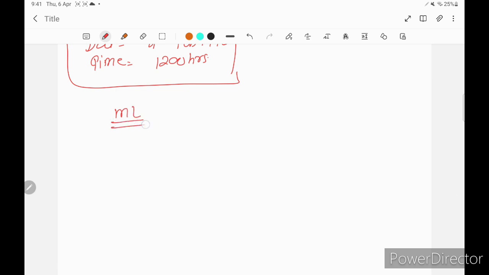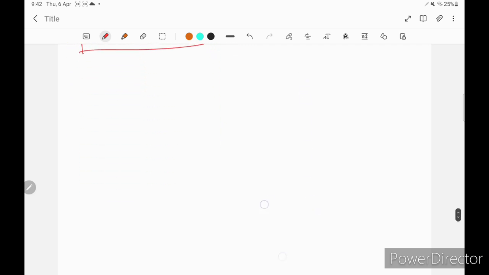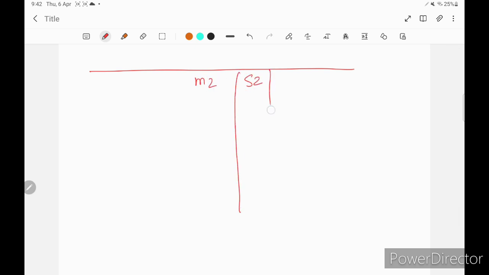This is called mean. So ZO value is 2.69, seasonal correction is 0.0, so mean level is equal to 2.69. The second table is completed. Now I will make the third table: M2, S2, K1, O1.